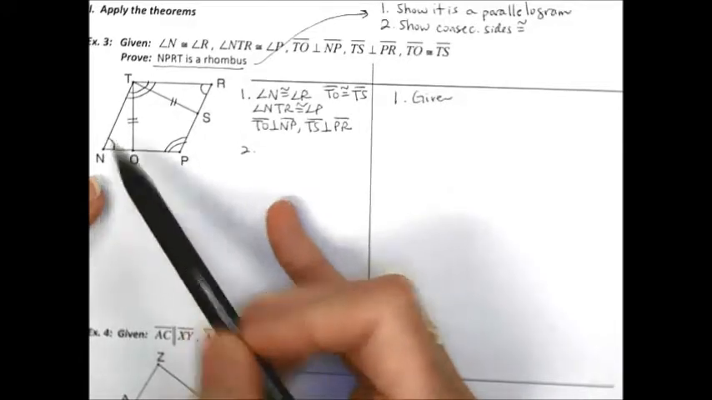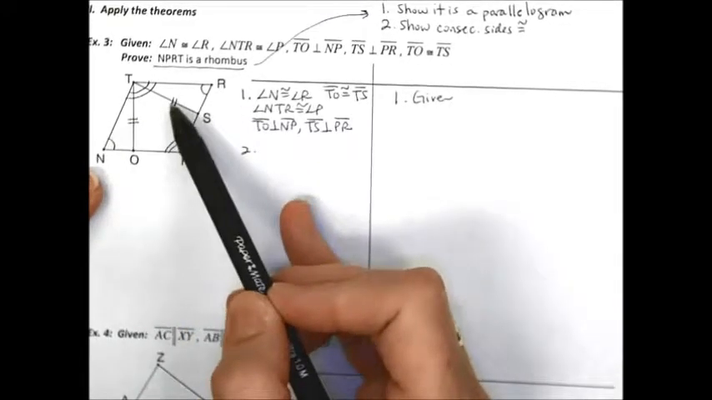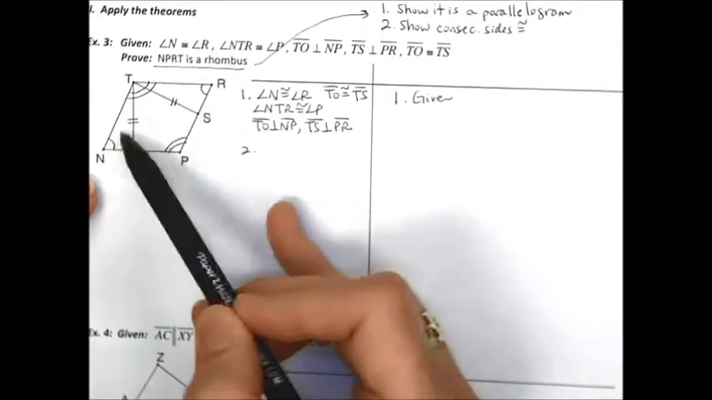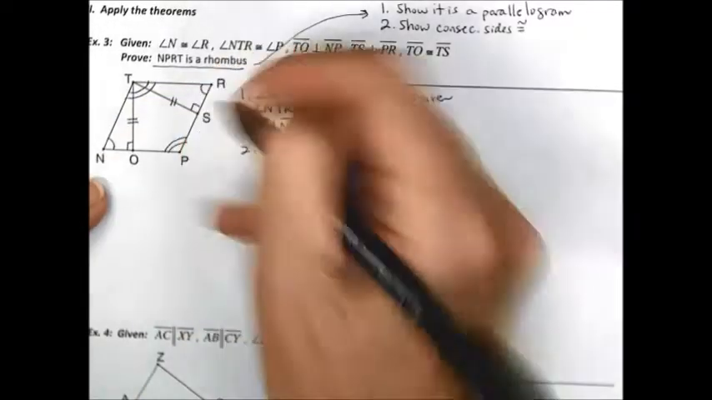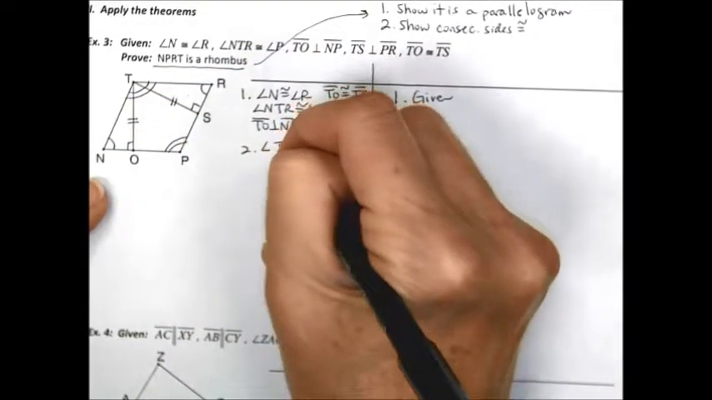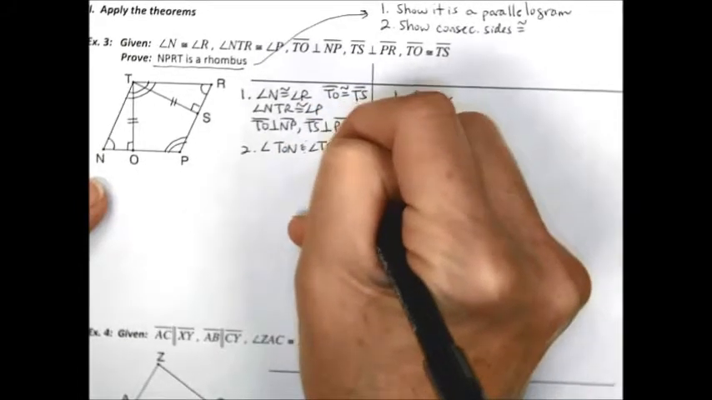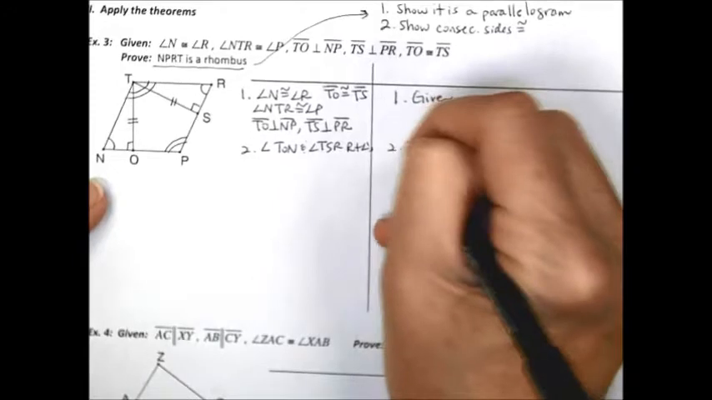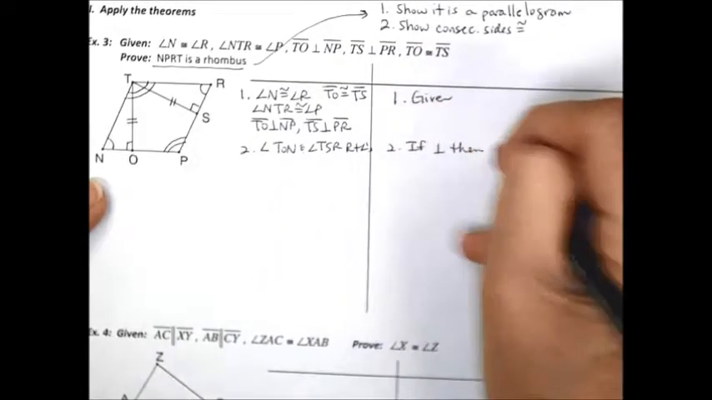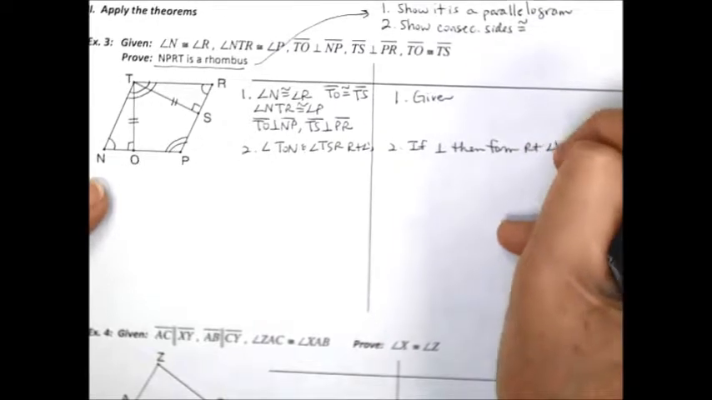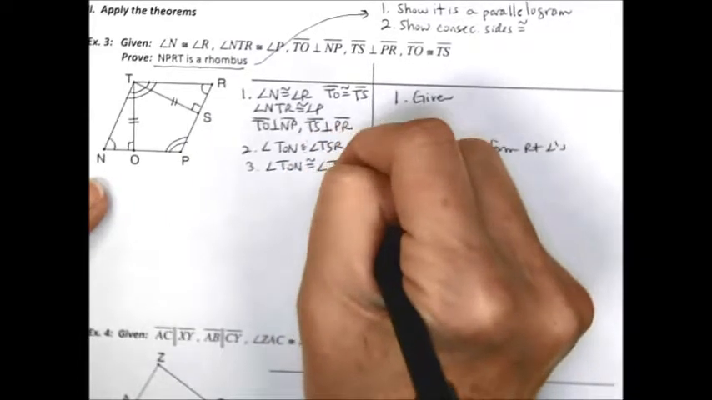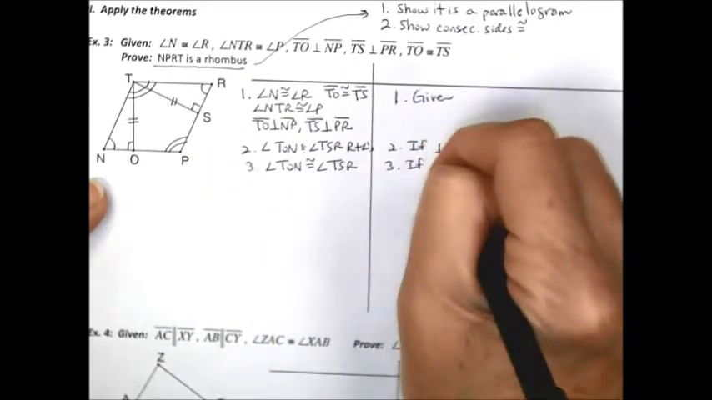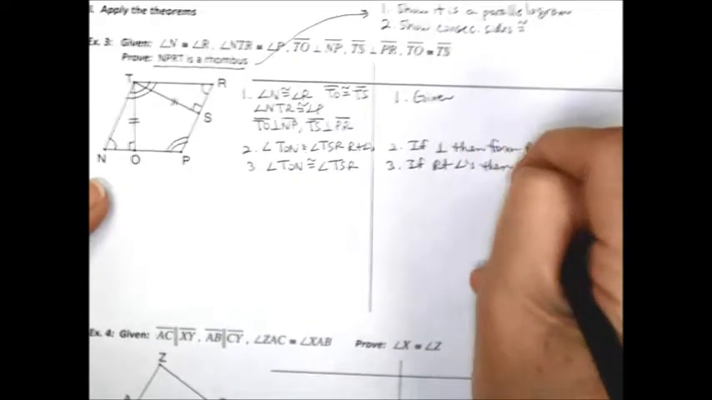Let's see what we have. I'm looking at these 2 triangles here and I think, well, I have an angle and I have another side. So if I could get another part, I might be able to get these triangles congruent. So I have perpendiculars. That would get me a right angle and a right angle. Let's start there. So angle TON and angle TSR are right angles. If perpendicular, then they form right angles. And then I'm going to go ahead and get them congruent because I don't think I'm using HL. So I'm going to say if right angles, then congruent.